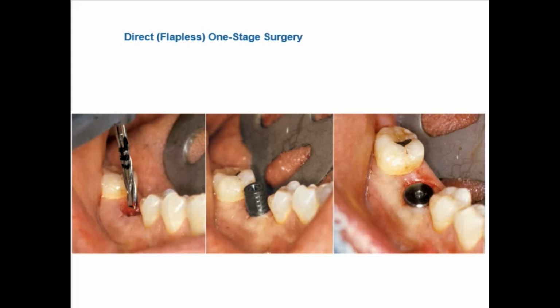The advantages of this technique are similar to a one-stage surgical approach. In addition, there is less soft tissue trauma because the tissues are not reflected. As a result, discomfort, tenderness, and swelling are usually minimal.